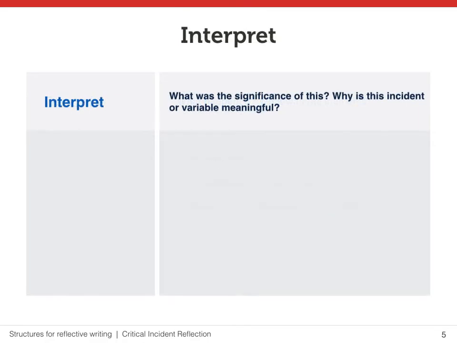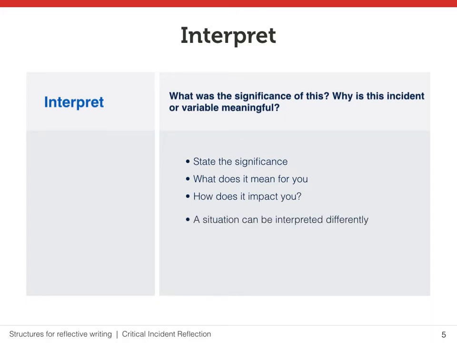The next part of the structure is the I for interpret. This is where you state the significance of what happened. What does it mean for you? Or how does it impact you? A similar situation can occur for two people, but it will affect them differently because they interpret the event differently.